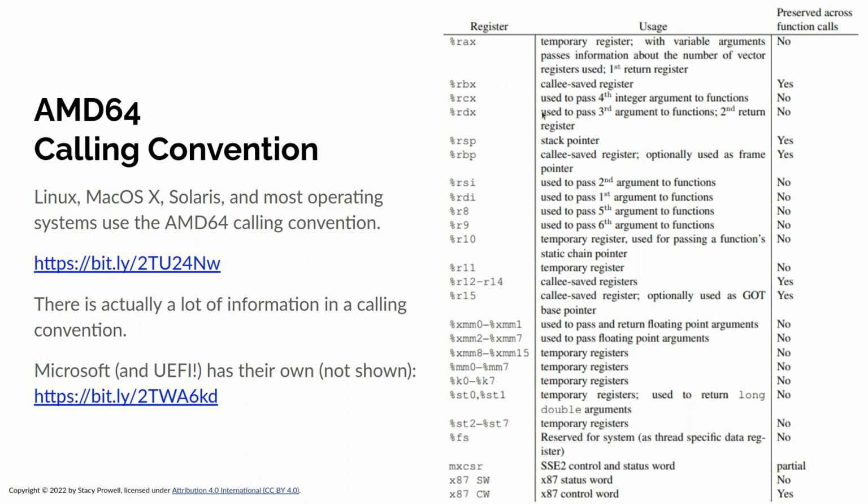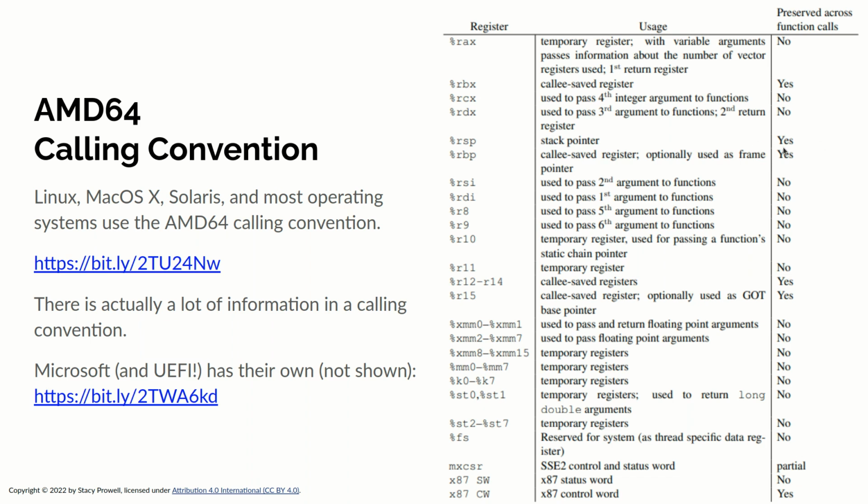RCX, RDX, don't preserve them. RSP is the stack pointer. Yes, you have to fix the stack pointer before you can return. You can't just randomly set it off into space and then call ret. Who knows what's going to happen? So don't do that, right? Stack pointer has to be preserved.